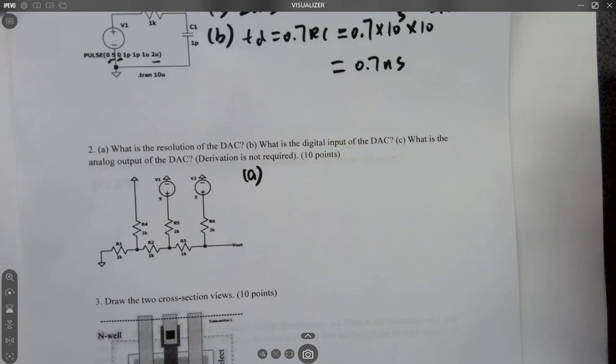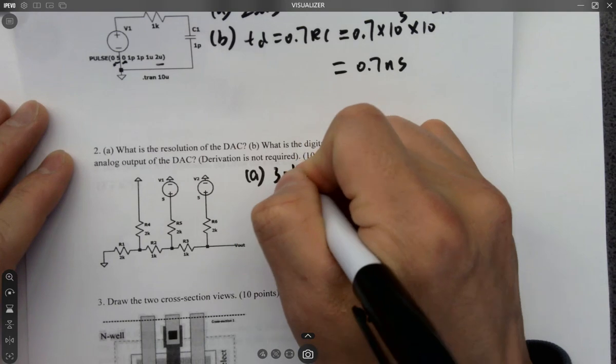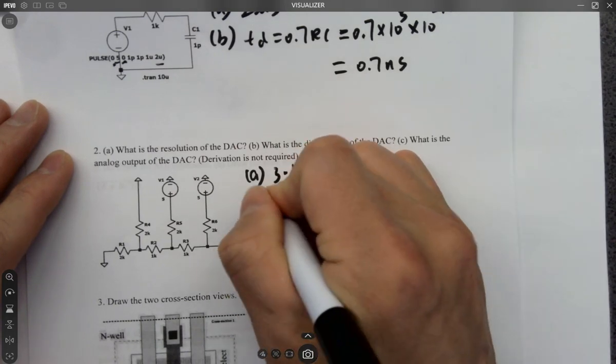So during the interview, when people ask you, what's the resolution of the ADC you used for your senior project? You don't want to talk about anything else. Just tell them it's a 10-bit, 8-bit, or 12 bits. That's the only answer you want to tell them. So for this one, how many bits? 3. So it's a 3-bit DAC, and that's the resolution.